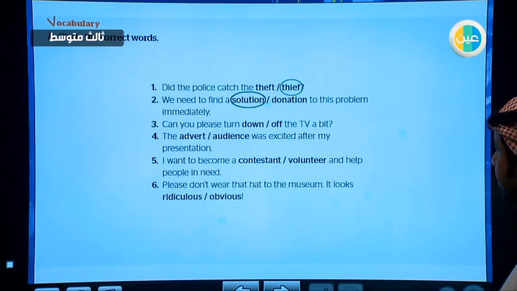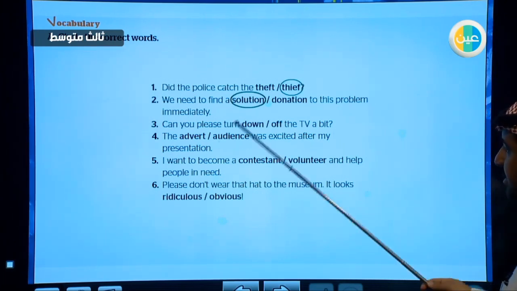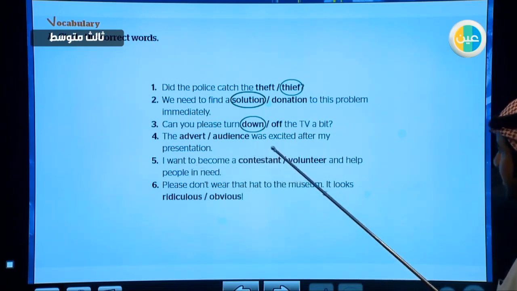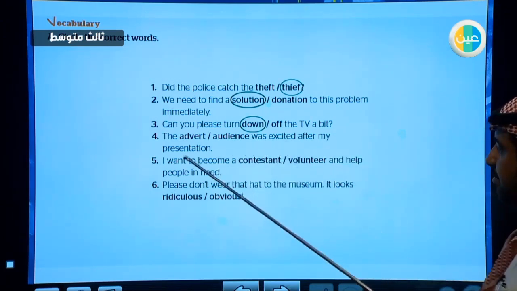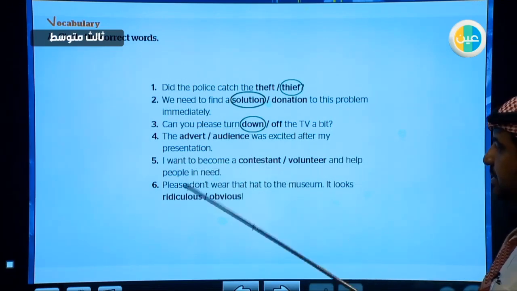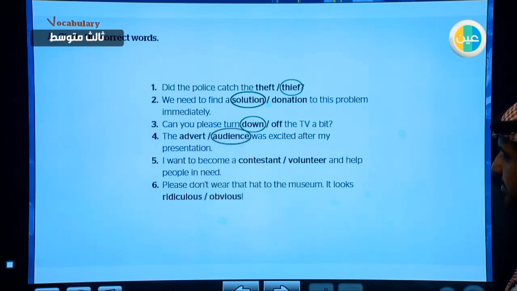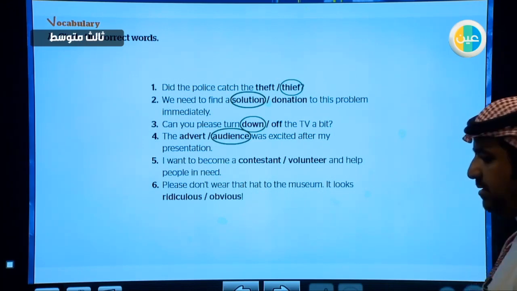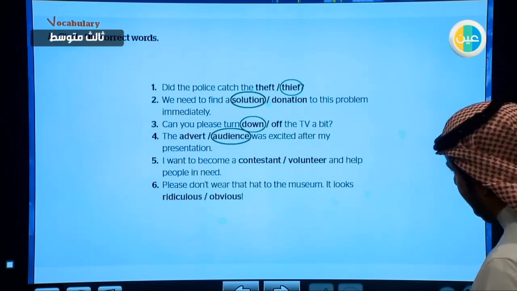Can you please turn down or turn off the TV a bit? Of course, it is turn down the TV a bit. Turning down the TV or any device means to reduce the volume of it. The advert or the audience was excited after my presentation. Of course, it is the audience, and the audience is people who listen or watch something like a radio show or a presentation or whatever.